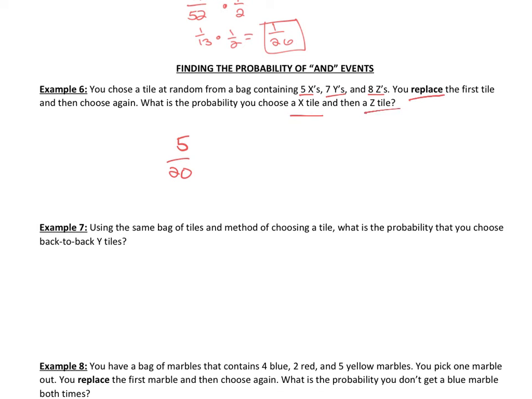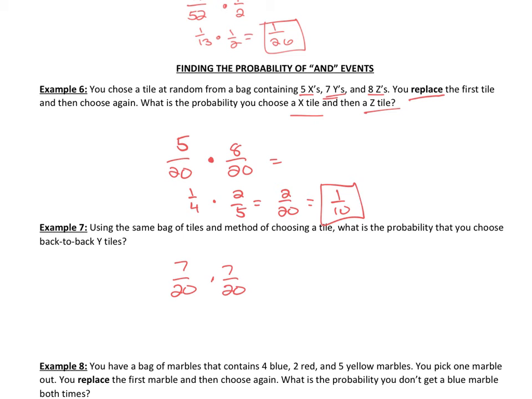But then you put it back in, so when you look at your Z tile, now we're looking at 8 out of 20. So now we can multiply these out, and that's really 1/4 times 2/5, which is going to make this a little bit easier. It's going to make this 2 out of 20, which simplifies to a 1 out of 10 chance. If we're using the same bag and you choose back-to-back Y's, well, that means the first one's 7 out of 20. The second one would be 7 out of 20 because we are putting it back in. That would be a 49 out of 400 chance.